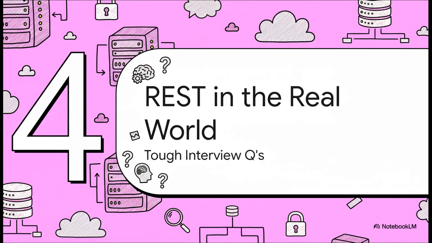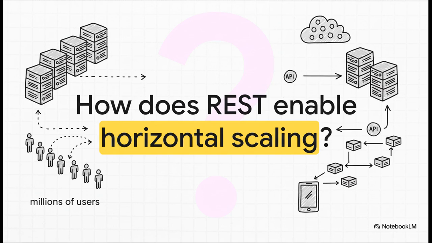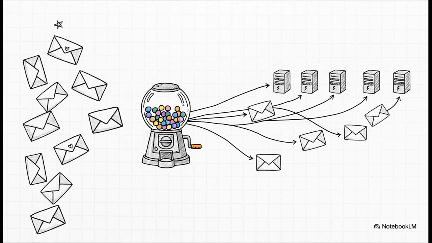So now you've got the theory and the best practices under your belt. Let's put it all together and see how this knowledge helps you totally nail those high-stakes system design and backend engineering interviews. Okay, here it is. A classic interview question you are almost guaranteed to get. The interviewer leans in and asks, "So, how does using a RESTful architecture help you scale a system to millions of users?" Your answer, in one powerful word, is statelessness.